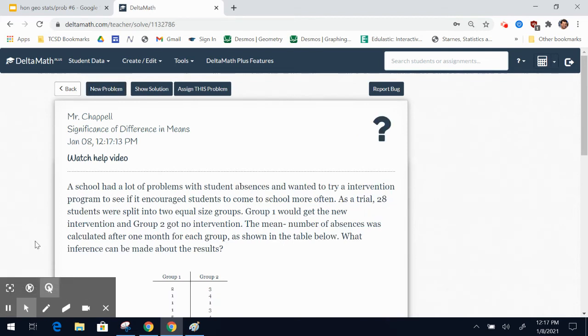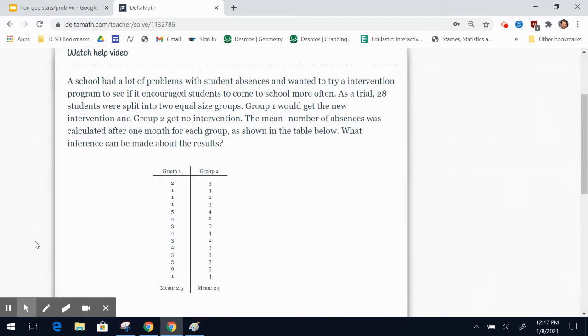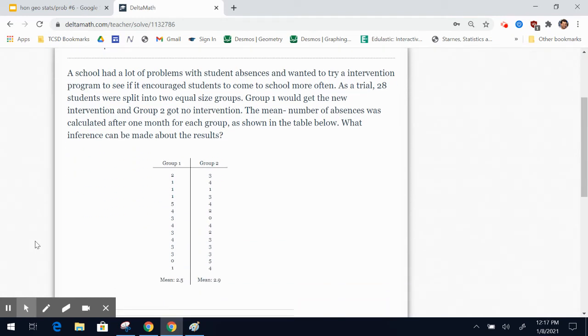All right, let's try this one. Again, there's all kinds of different problems in these. A school had a lot of problems with student absence and wanted to try an intervention program to see if it encouraged students to come to school more often. As a trial, 28 students were split into 2 equal-sized groups, so 14 and 14. Group 1, we get the new intervention. Group 2, we get no intervention. The mean number of absences are calculated after 1 month for each group as shown on the table. What inference can be made about the results?